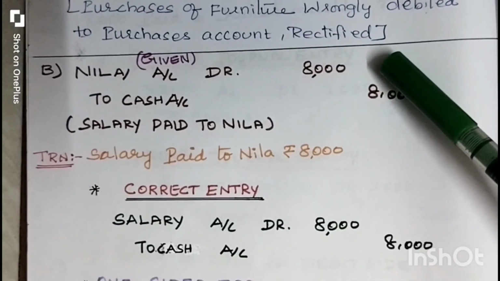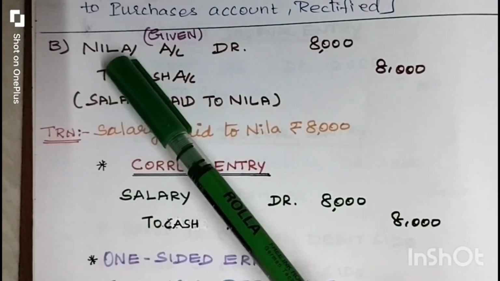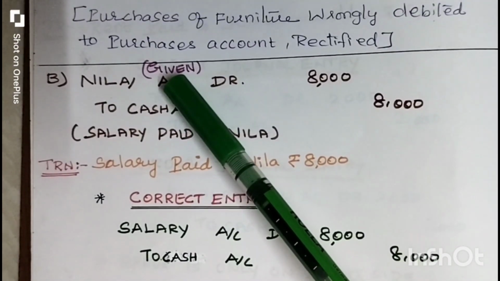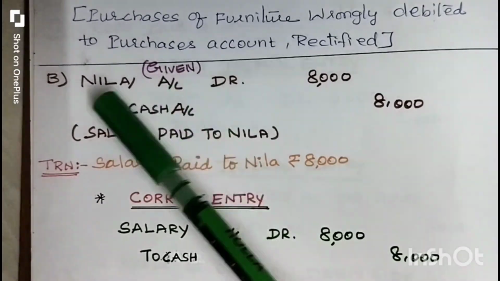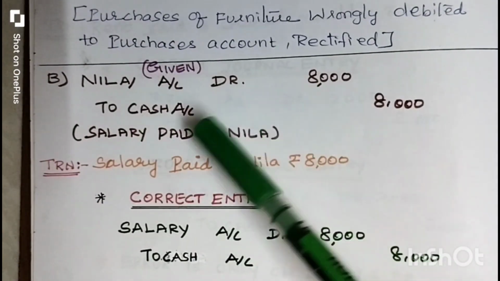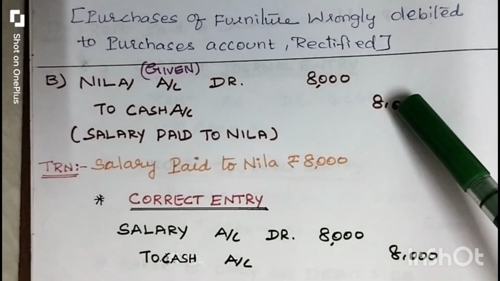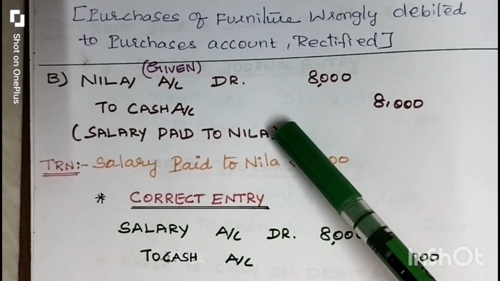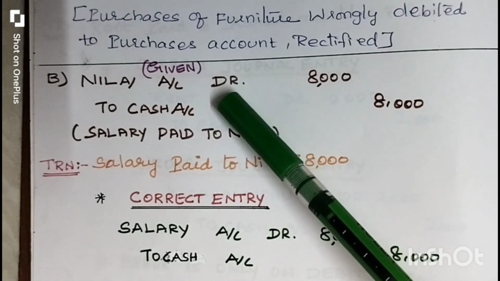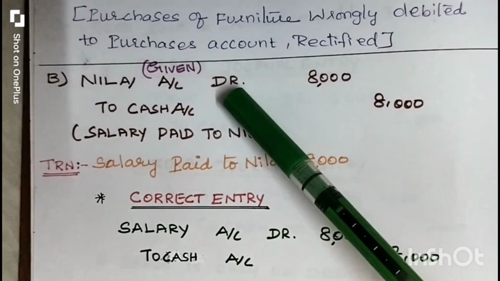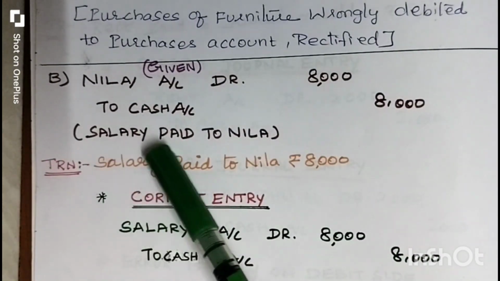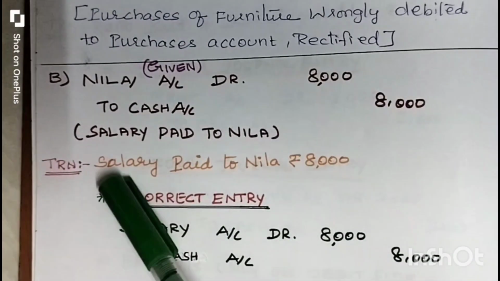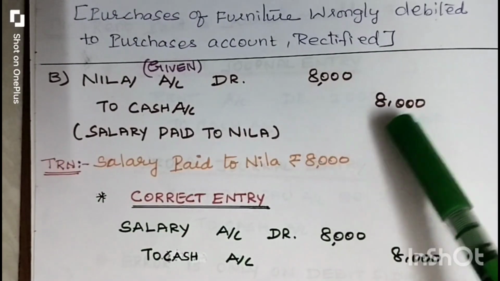The next transaction is here, the error journal given here. What is given in the question? The error journal: Neela account debtor 8,000 rupees to cash account 8,000. The narration is salary paid to Neela. Where is the error? Can you find it? To find the error, we take the narration as the transaction. The transaction is salary paid to Neela rupees 8,000.